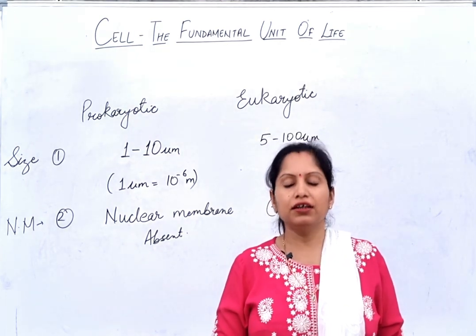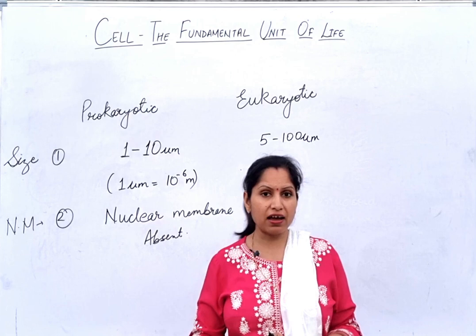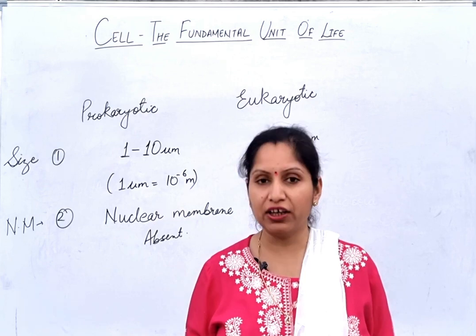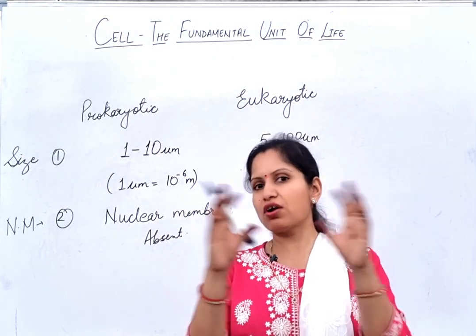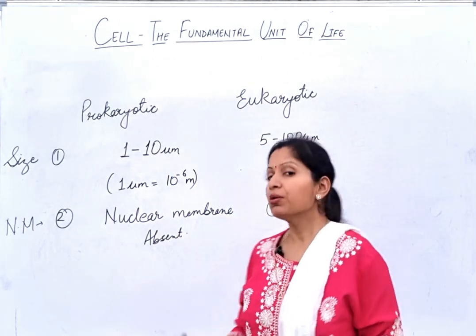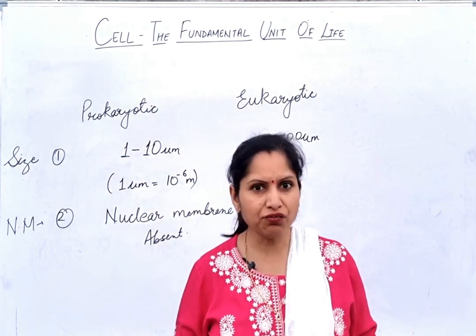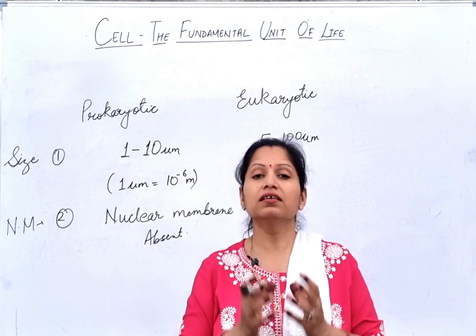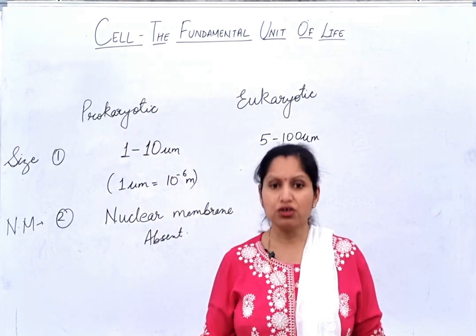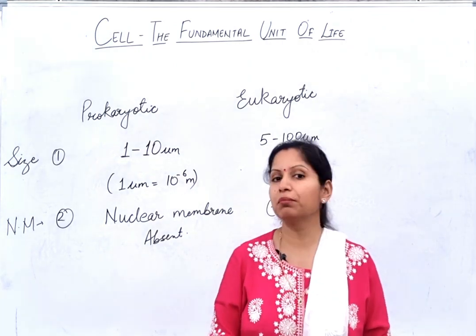Apart from that, the nuclear material in case of prokaryotic organisms is ill defined, and that is called a nucleoid. The nucleic acid that is present is ill defined, not having a perfect boundary around it, and that is called a nucleoid. But in case of eukaryotic organisms, the nuclear material is well defined and it is present in the confined area only. It is there inside the nuclear membrane. So nuclear membrane is present and the nuclear material is present inside this nuclear membrane only.